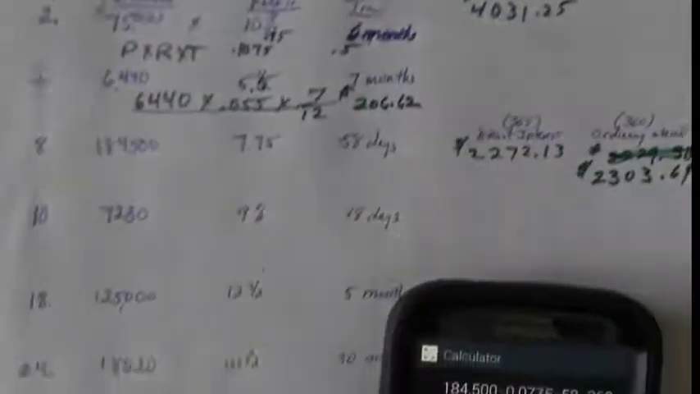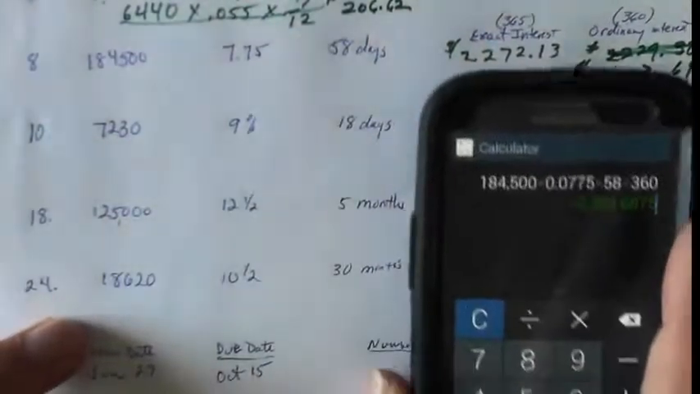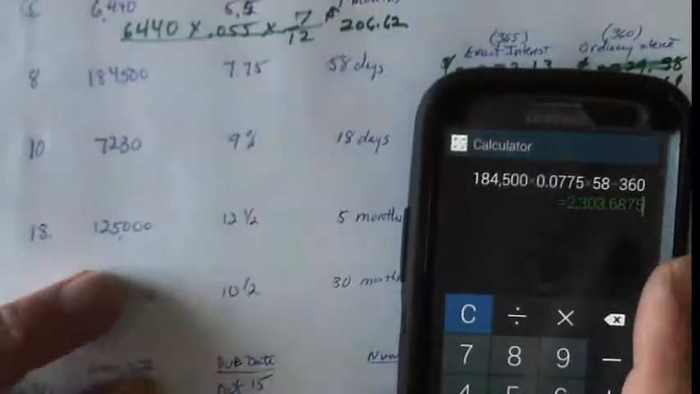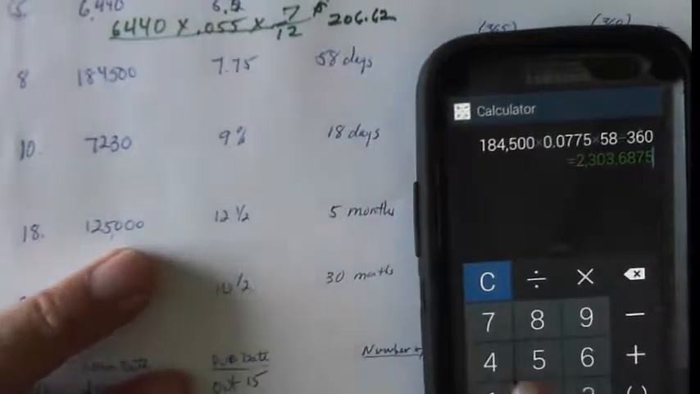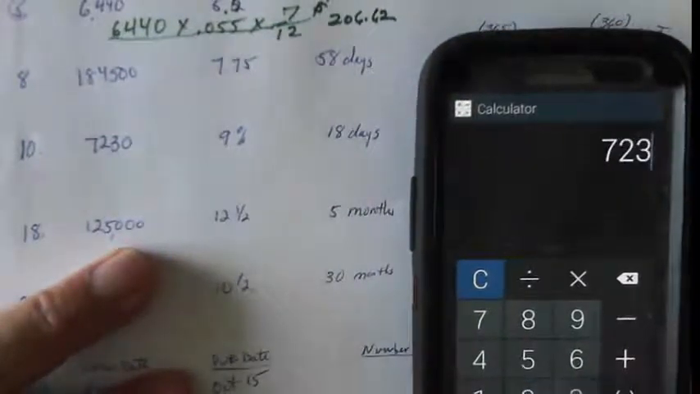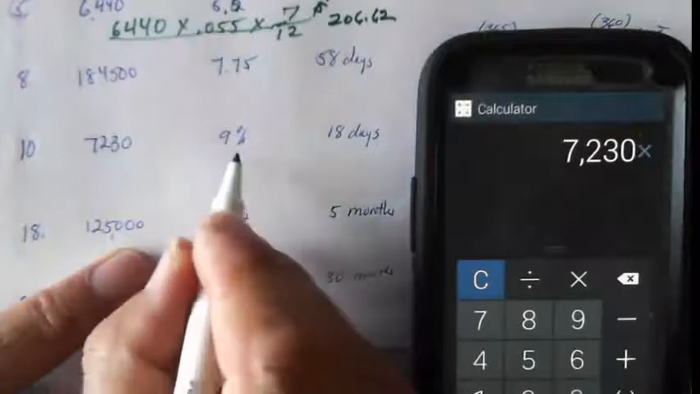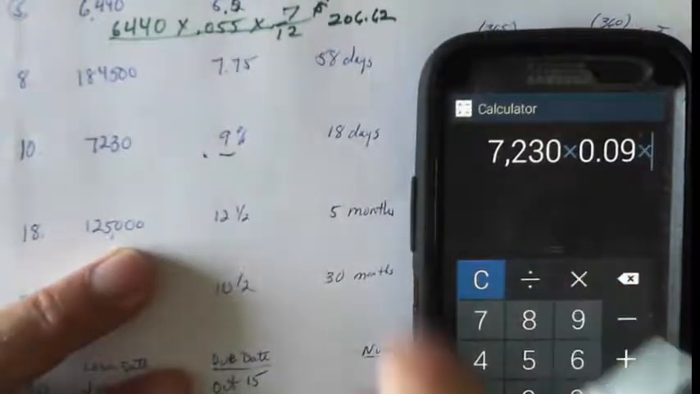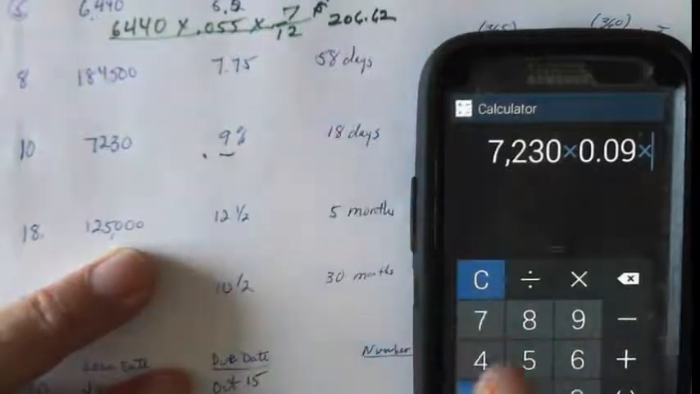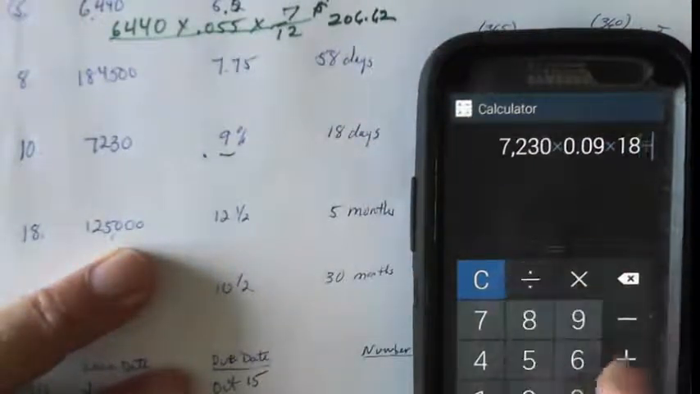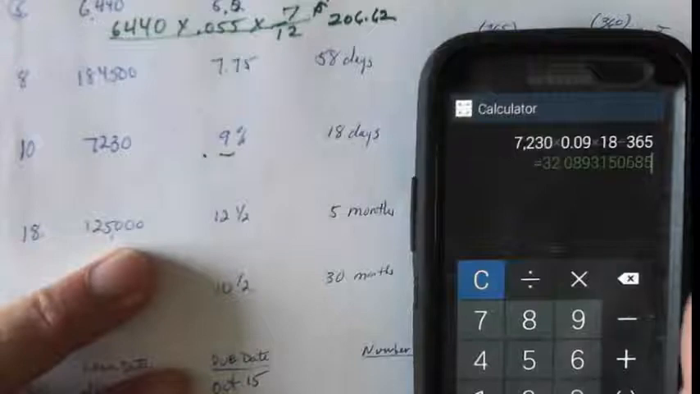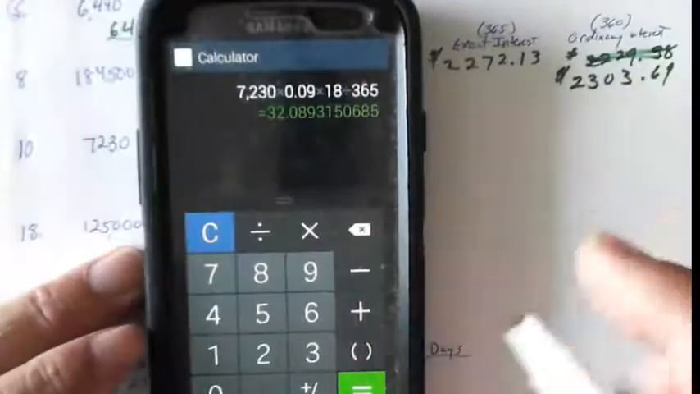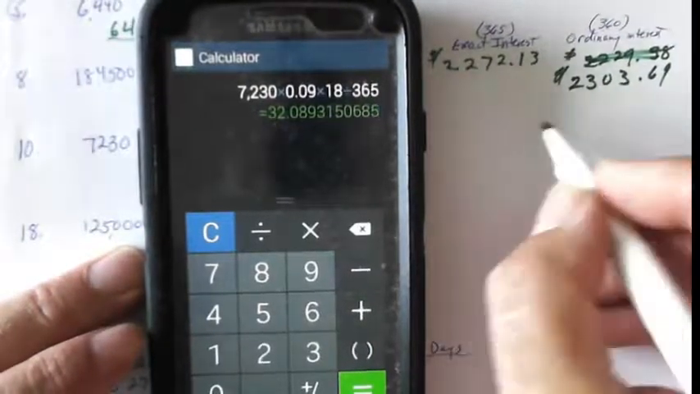Okay, let's do another one of those, because these are kind of interesting. So number 10, we have $7,230 times, we're going to remember to change this to a decimal, right? 0.09 times, only 18 days this time. And we're going to divide that by 365 to start with. So we're going to get 32.09, because we're going to round that.